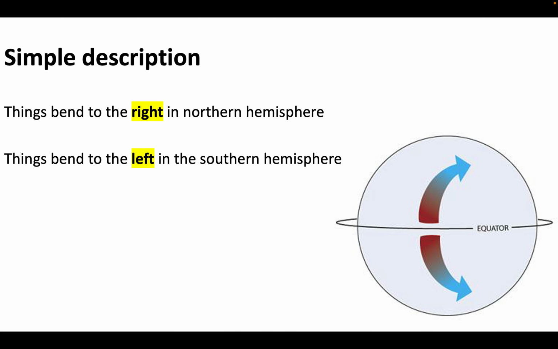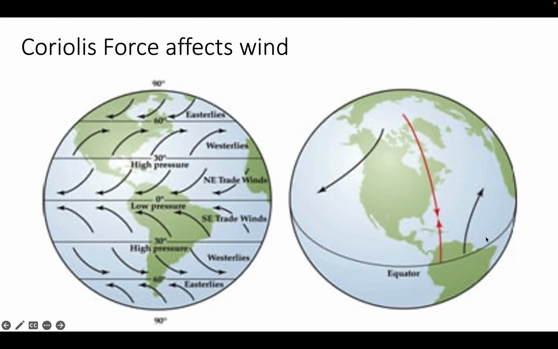Okay, but the simple description that you need to know is that when things travel in the northern hemisphere, they get bent to the right. And when things travel in the southern hemisphere, they're getting bent to the left. And think about it from the arrow's perspective. If you're standing at this arrow and traveling in the southern hemisphere, you're getting bent to the left. Okay. The Coriolis effect, or the Coriolis force, affects wind. That's why wind can get deflected and blow east or west on Earth's surface. It's because the spinning of the Earth is deflecting the wind.